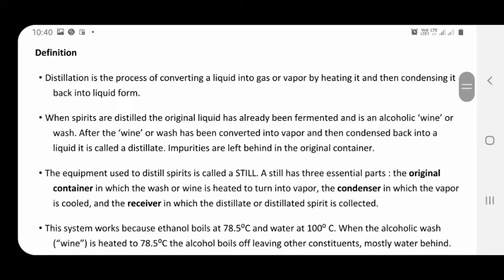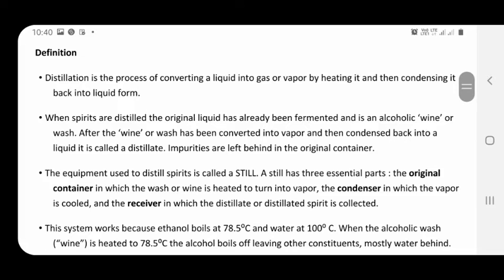So what is ethanol? Ethanol is basically an alcohol. The boiling temperature of alcohol is 78.5 degrees Celsius. Remember this. And the water boiling temperature is 100 degrees Celsius. When the alcoholic wash is heated to 78.5 degrees Celsius, the alcohol boils off, leaving other constituents, mostly water, behind. So what happens is your alcohol gets separated from the rest and you collect it by condensation.